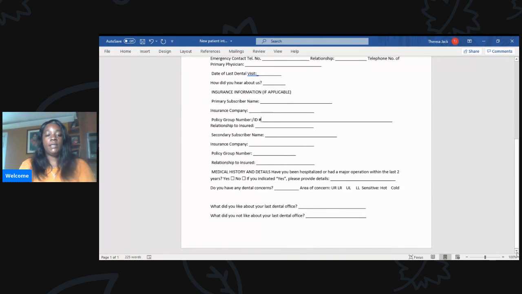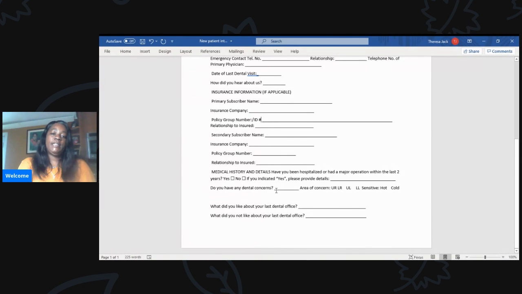Okay. The next section that I put in here is medical history and details. So have you been hospitalized or had a major operation within the last 2 years? That's a yes or no. And if yes, details, they may just say, had a baby, had a cesarean, whatever this is, had my appendix out, whatever that is, they'll put that information there.